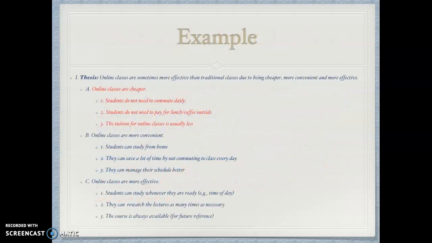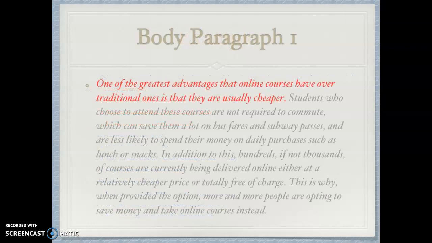Okay, now that we've seen the introduction, we're going to move on to writing the first body paragraph. And the first body paragraph is based on the first main idea, which was that these classes are cheaper. Now, let's see how this can be turned into my first body paragraph. Well, my first body paragraph will start with, you guessed it, the topic sentence. The topic sentence, if you remember from a previous video that we had on body paragraphs, is the sentence that starts the paragraph and introduces the main idea. In this case, we have: one of the greatest advantages that online courses have over traditional ones is that they are usually cheaper.